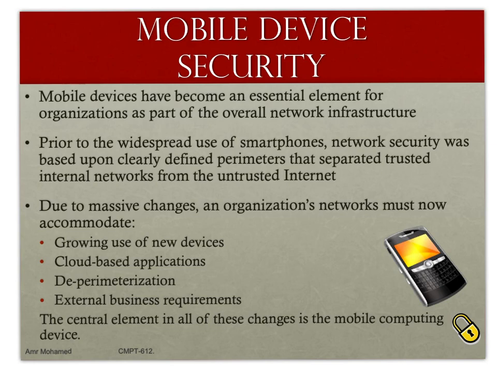So this is, of course, due to massive changes, and organizational networks must now accommodate growing use of new devices and cloud-based applications. All of this has led to the fact that you need to provide some mobile services, which enforces some challenges related to this dynamic perimeter. Okay?